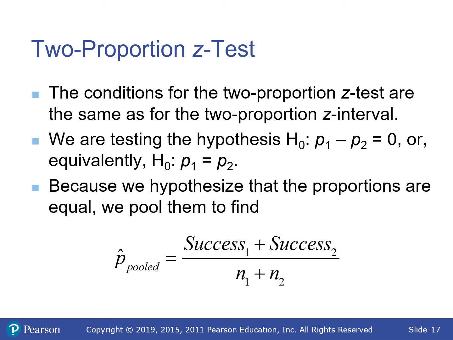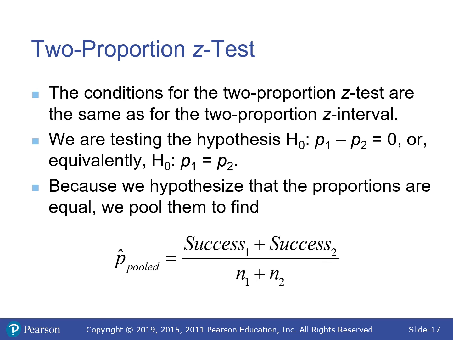And so, the two proportion z-test, the conditions, same as the z-interval, we have to have independent populations, independent samples, random, have to have at least 10 or 5 successes and failures for both samples, and no more than 10% of the population for each of them. And we're testing the hypotheses. H naught is P1 minus P2 equals 0, or H naught is P1 equals P2. The alternative hypotheses, greater than, less than, or not equal to.